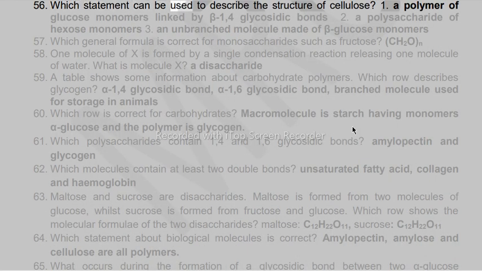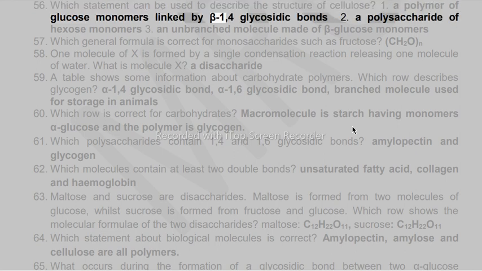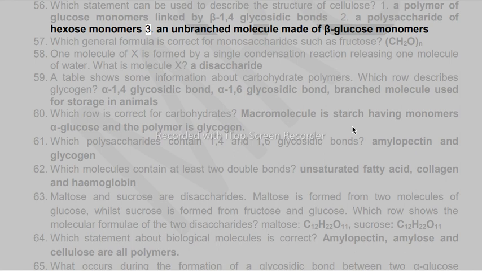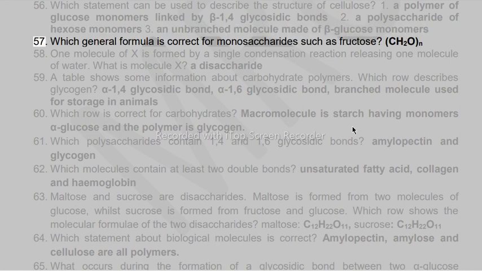56. Which statement can be used to describe the structure of cellulose? 1. A polymer of glucose monomers linked by beta-1,4 glycosidic bonds. 2. A polysaccharide of hexose monomers. 3. An unbranched molecule made of beta-glucose monomers.